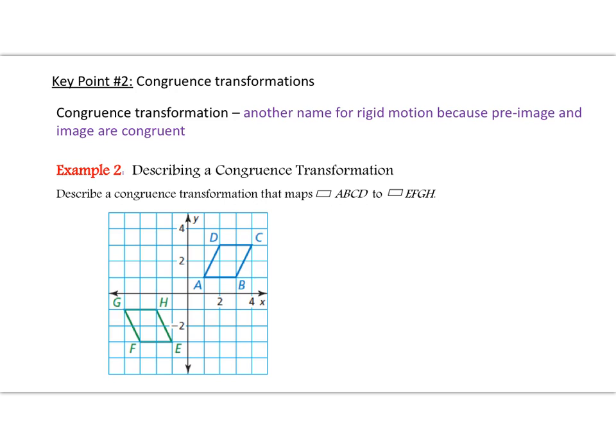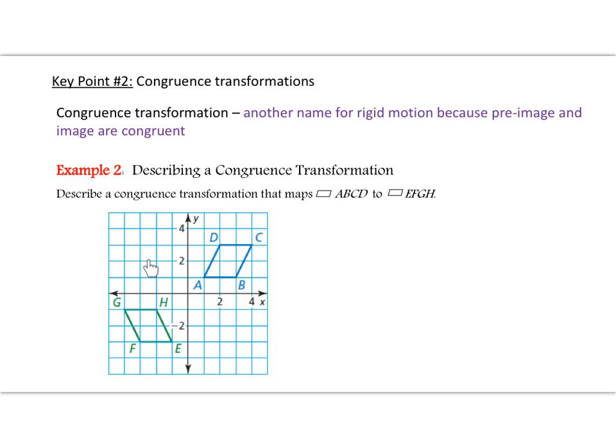All right, let's consider key point number 2 on congruence transformations. It's another name for rigid motion because the pre-image and image are congruent. Let's take a look at example number 2, where we describe a congruence transformation that maps parallelogram ABCD to parallelogram EFGH. So we want to consider what transformations have to occur for this parallelogram to map onto that parallelogram. And it's definitely not a reflection across the line y equals negative x, and it doesn't appear to have been a rotation.